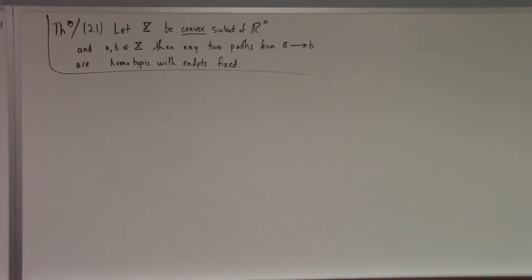Yeah, star shape means that there is a star center for the set, such that from that star center, you can get to any point in the set by line segments from the star center. There has to exist at least one star center for it to be a star. In convex, every point is a star center. Yes, very good. Okay, so what's the proof of this?